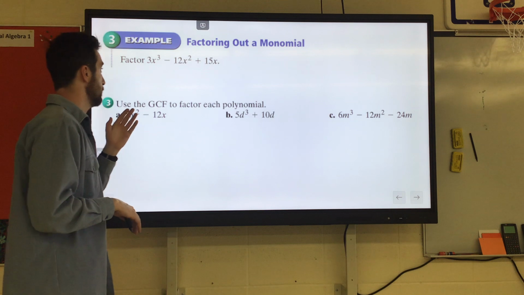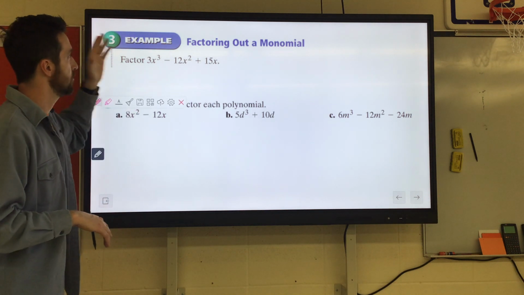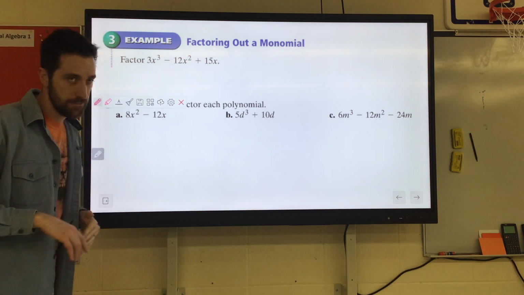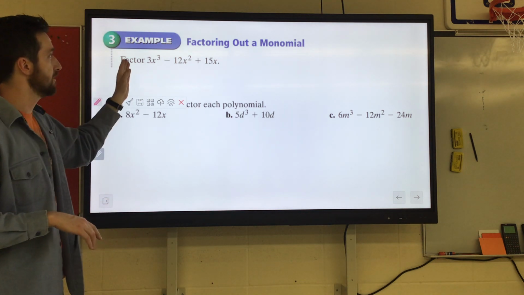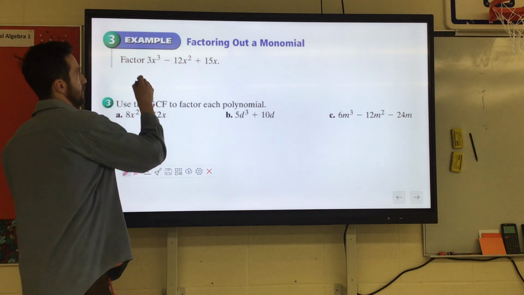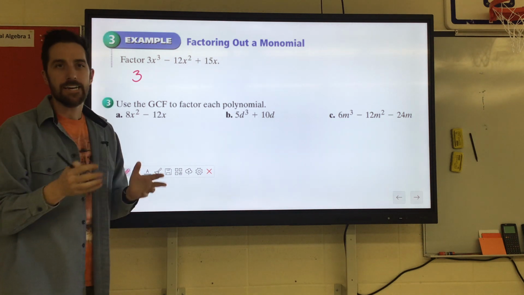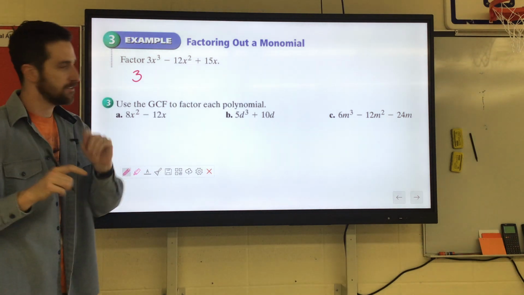Factor out a monomial. So looking at this first one, 3x to the third minus 12x to the second plus 15x. Looking at the numbers 3, 12, and 15, I know that 3 goes into all those. Do they all have an x? Yes, they all have at least x to the first power.